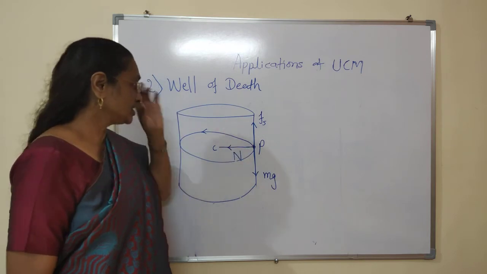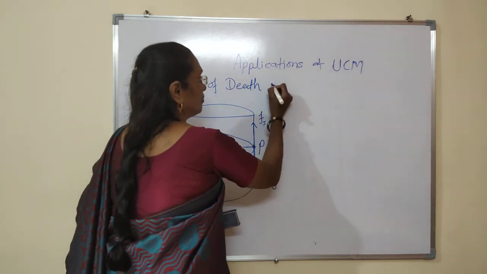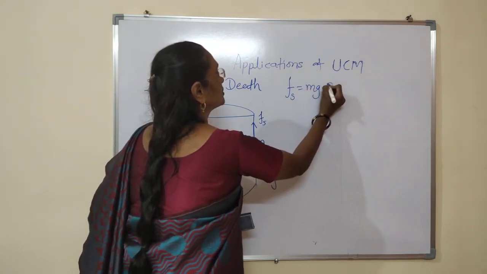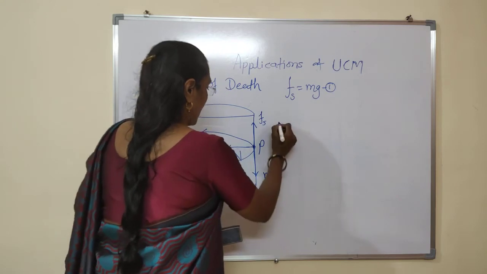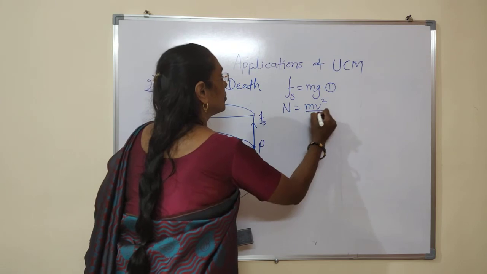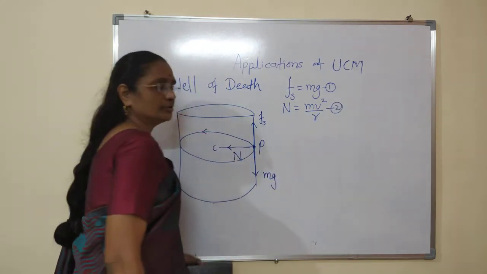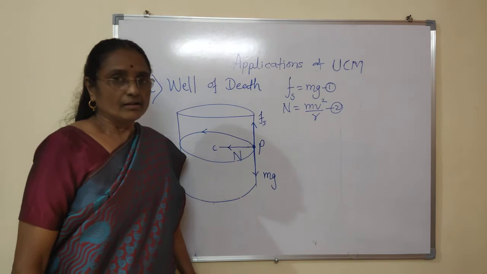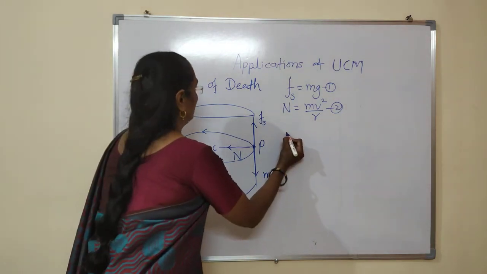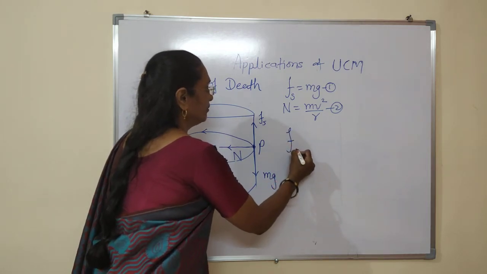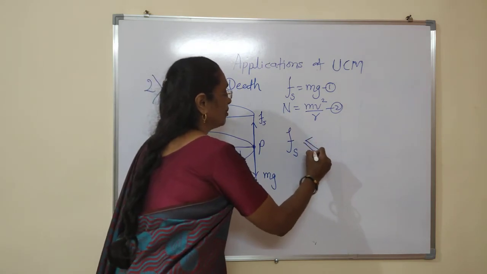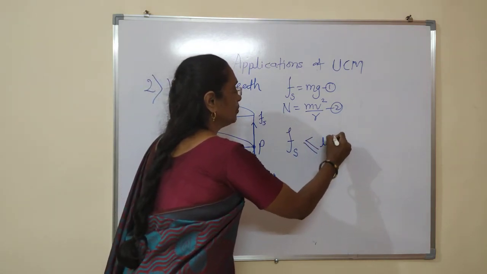So we can write the relations like this. Here, for the wall of death, Fs is equal to mg. This is our first equation. And N is equal to mv square upon r. So this is the second relation. Now, for this wall of death or cylinder, we take Fs less than or equal to mu s into N.